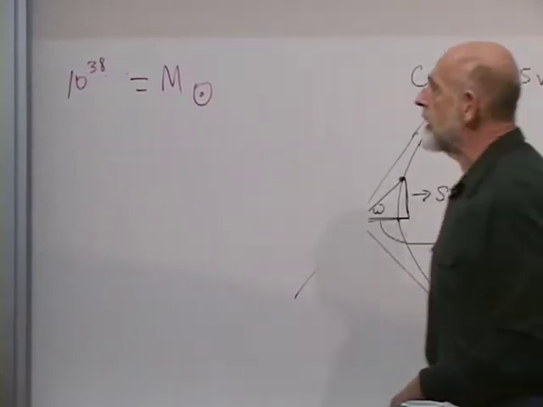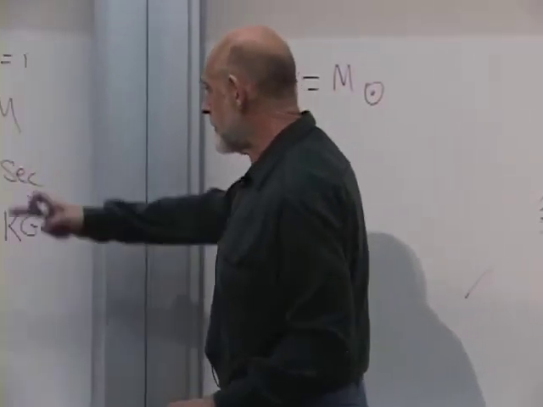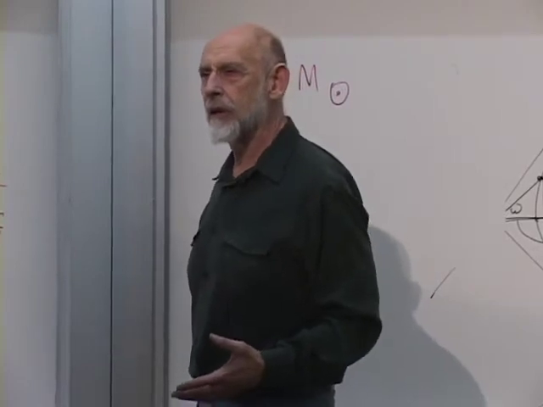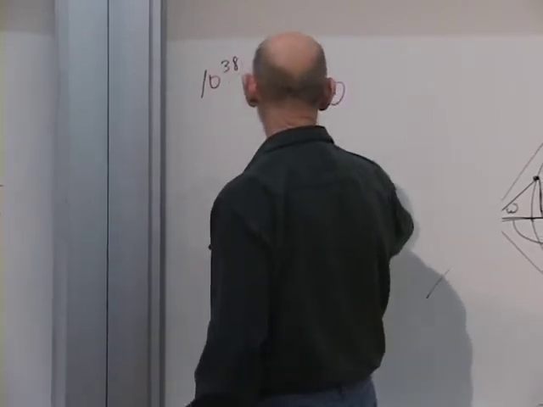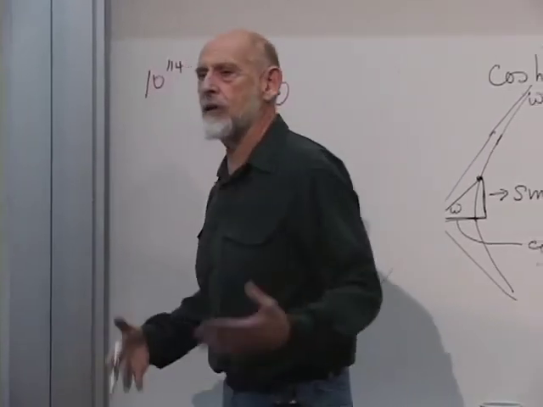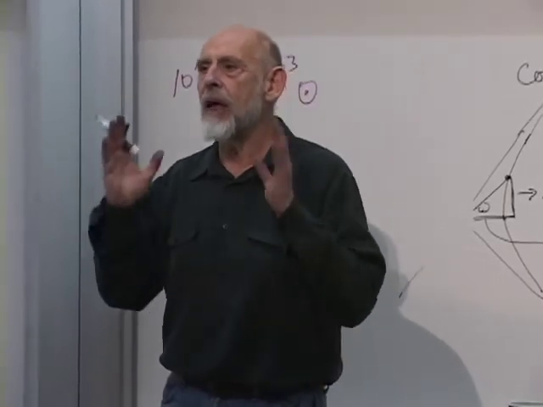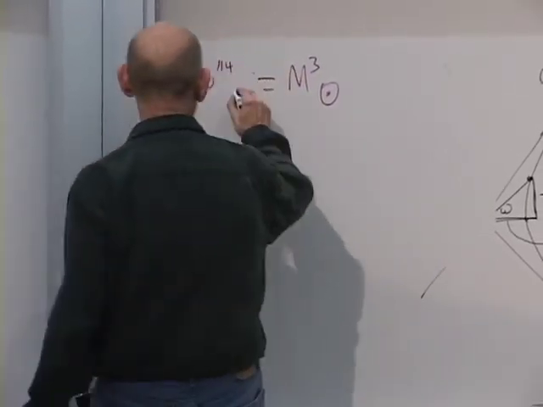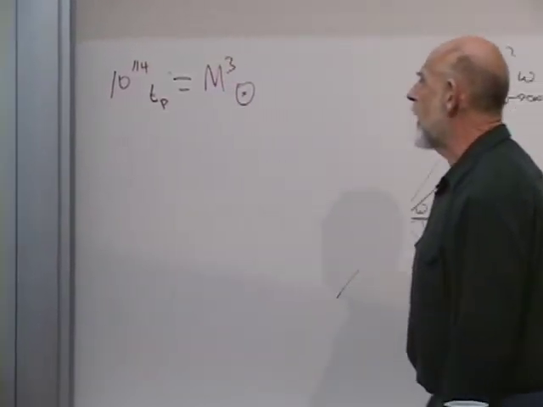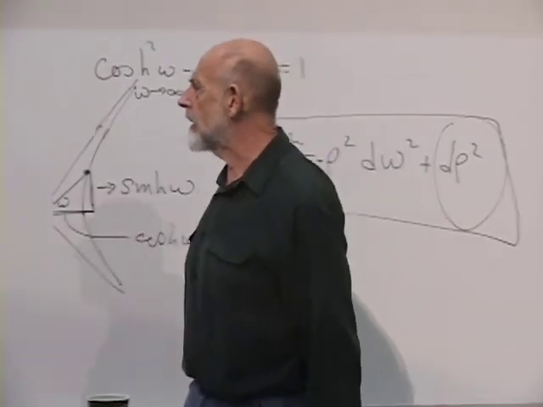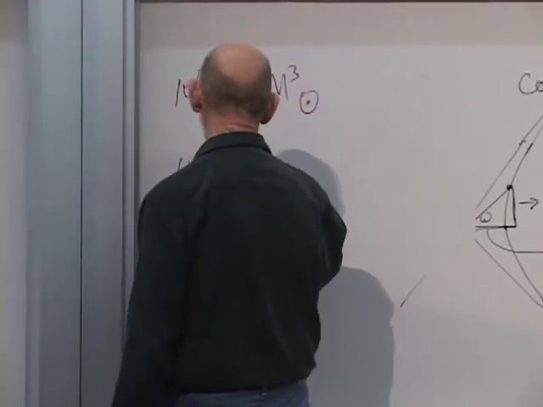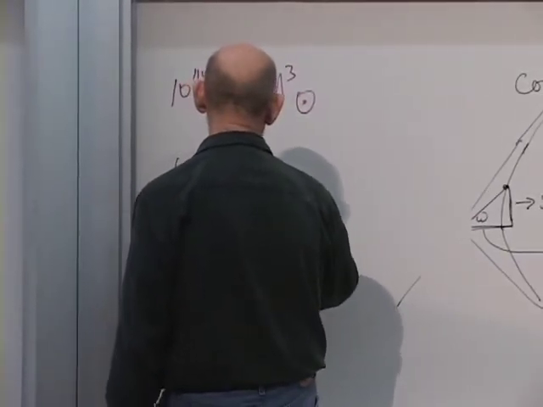All right, what's the evaporation time? Well, it's m cubed, so that's 10 to the, what's 38 times 3? 114. So m cubed is 10 to the 114. But 10 to the 114 what? Planck times. A Planck time is 10 to the minus 43 seconds. So how many seconds does this correspond to? 10 to the 71 seconds.